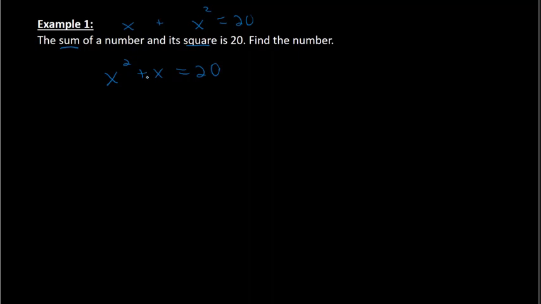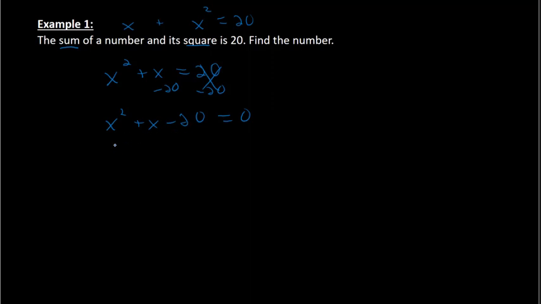From here we can solve by factoring. To do that, we want to set this equal to 0 first. So we can bring the 20 over to the left side by subtracting. Now we have x squared plus x minus 20 equals 0.